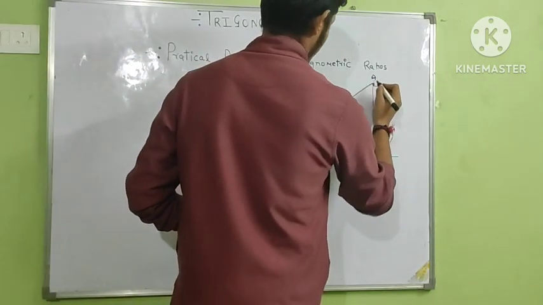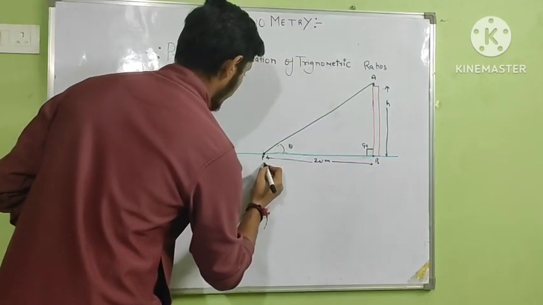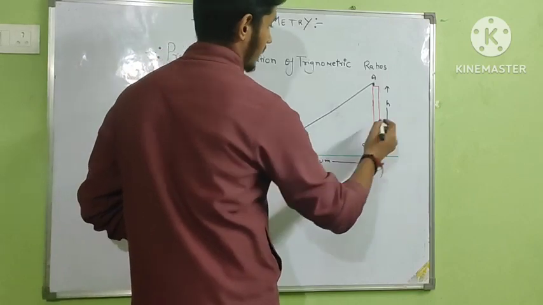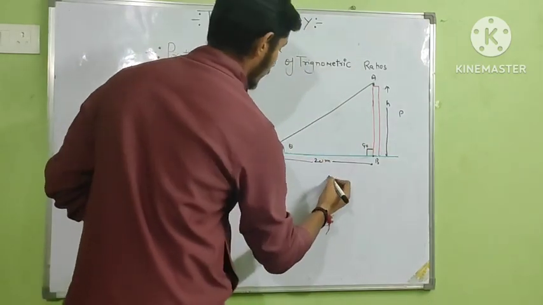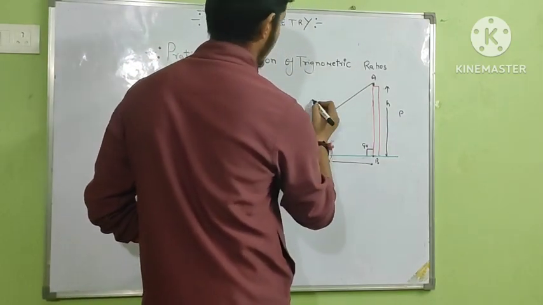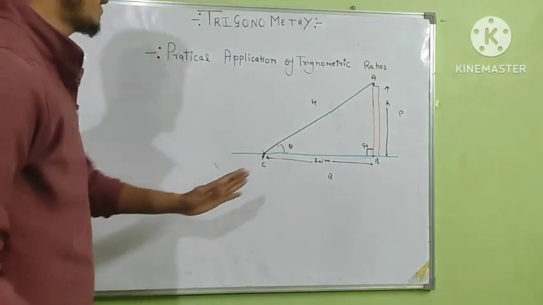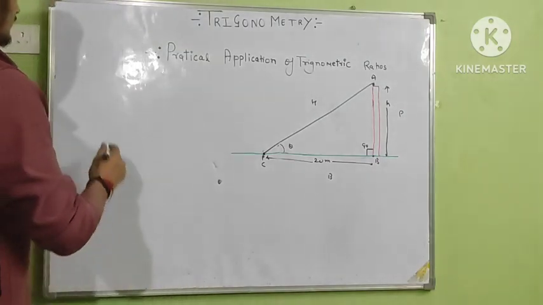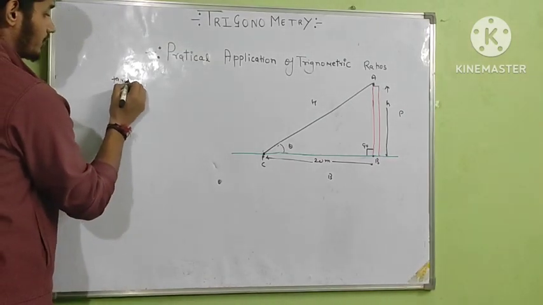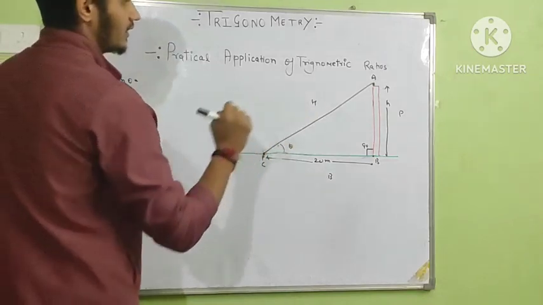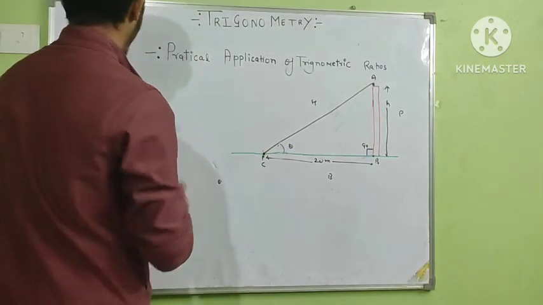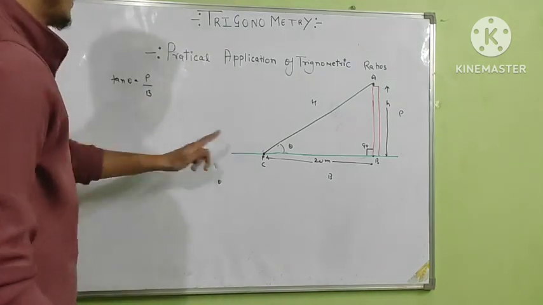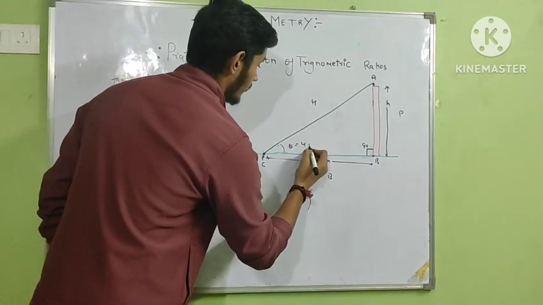From that figure we get a right angle triangle ABC in which the side in front of theta is the perpendicular, the rest one is the base, and the side opposite to the 90 degree is the hypotenuse. We have to find the perpendicular with the help of that angle and that base. So we apply the ratio of tan theta in triangle ABC. The ratio of tan theta is perpendicular upon base. Say theta is equal to 45.